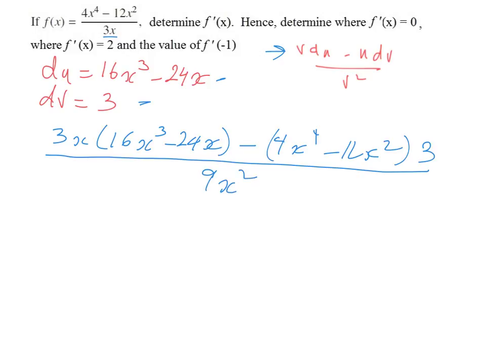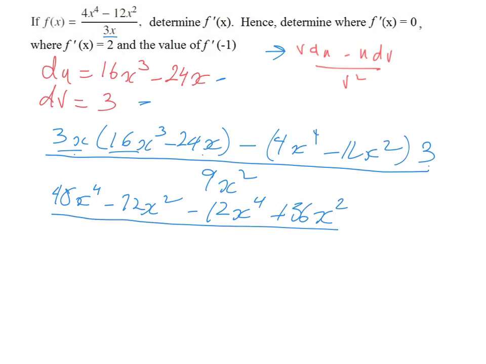Okay, so from there we expand and simplify. So 3x times 16x cubed, we end up with 48x to the power of 4. 3x times 24x, minus 72x squared. Over here we're going to multiply this 3 by what we've got inside there. So we'll have minus 12x to the power of 4 plus 36x squared. That's all still over 9x squared.